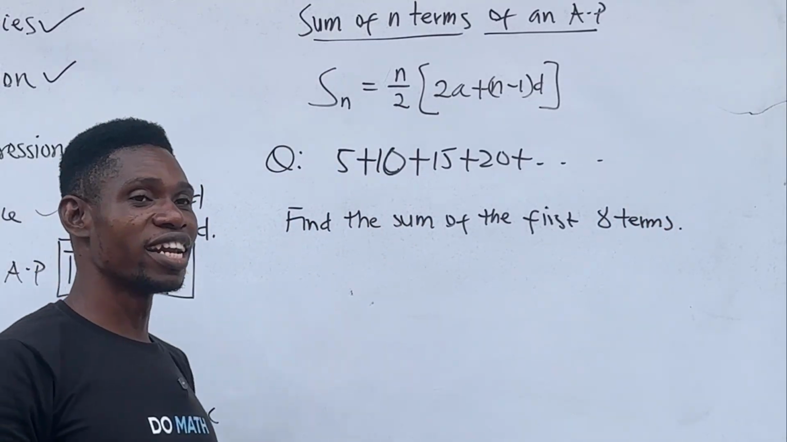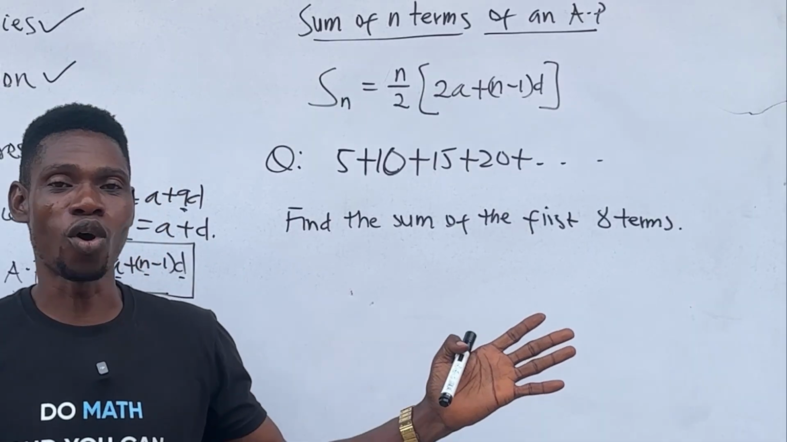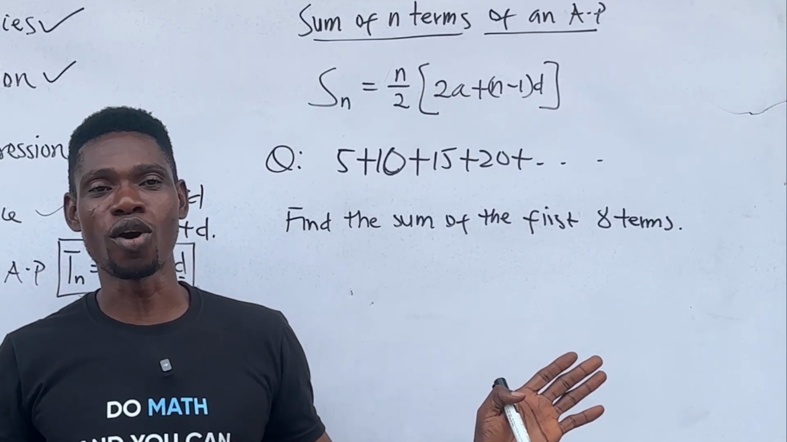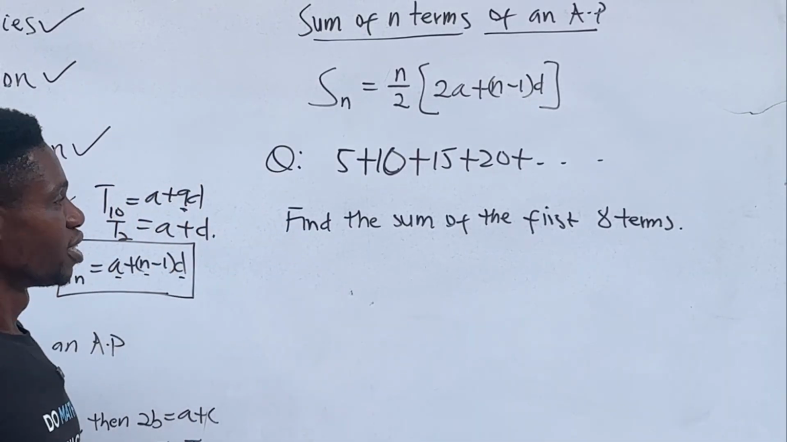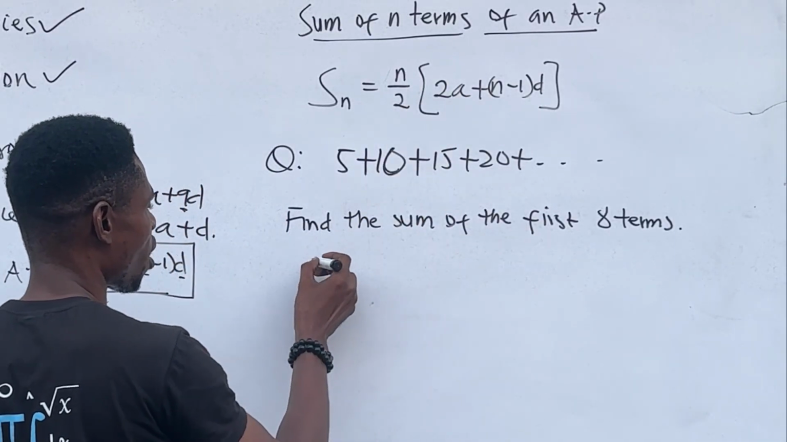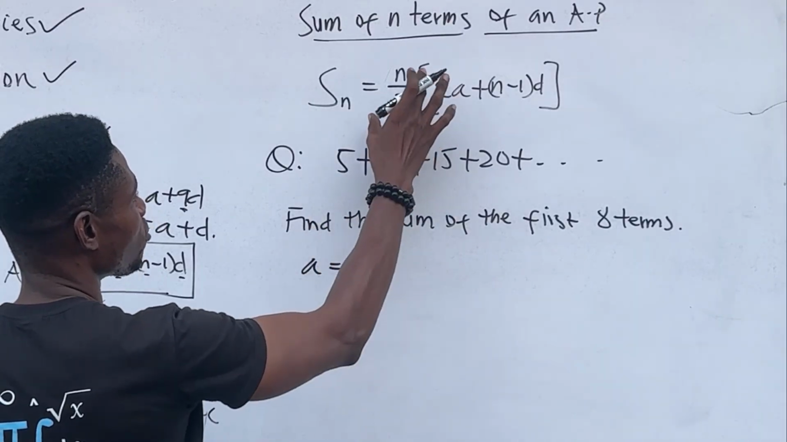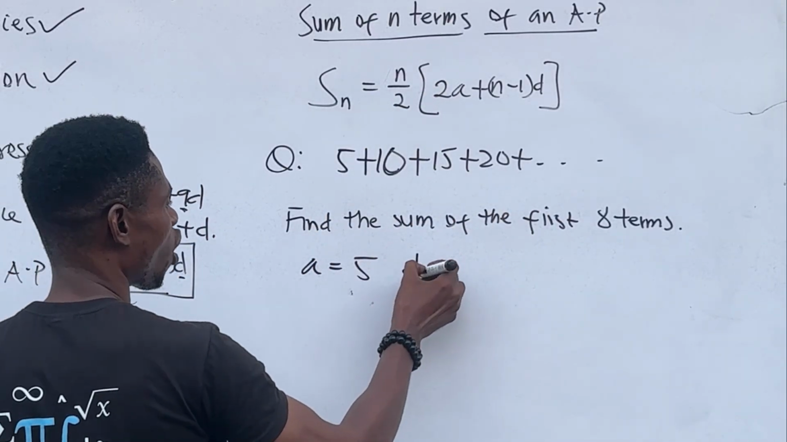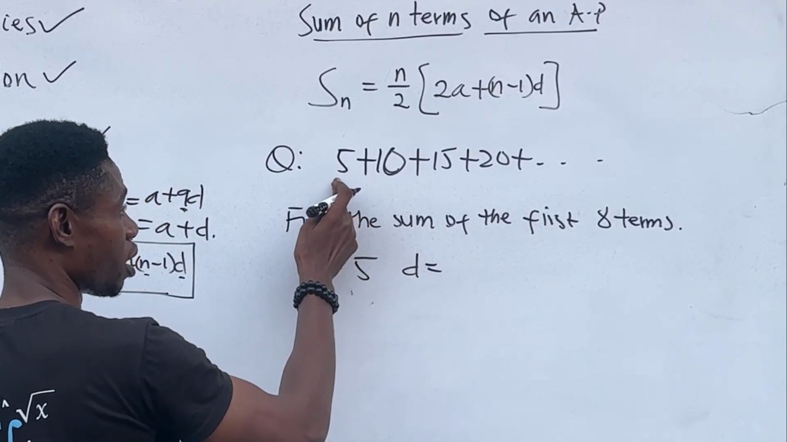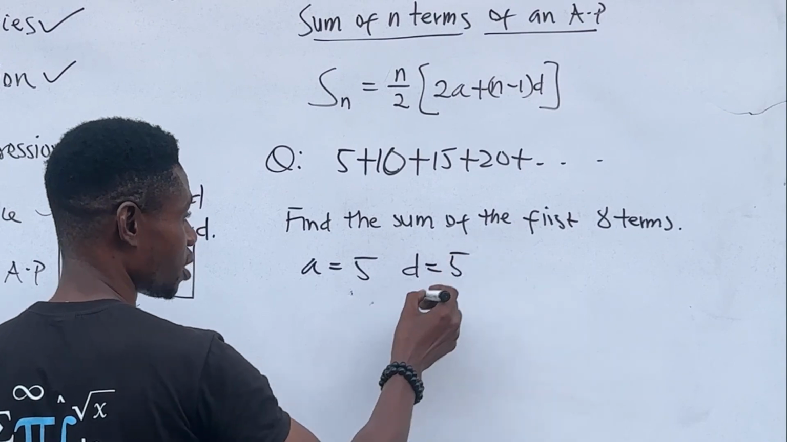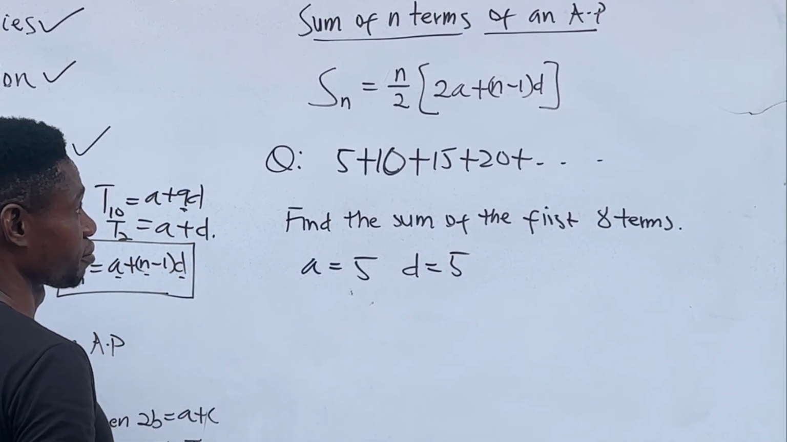Now you literally need the sum. If you add all the terms together, that's what we're looking for, the sum. So you are adding all the terms together. Let's see how we apply this formula now. Our first term, our A, based on what we have here, is 5. Our common difference is T2 minus T1, 10 minus 5, or 15 minus 10, is 5. So our D is obviously 5.